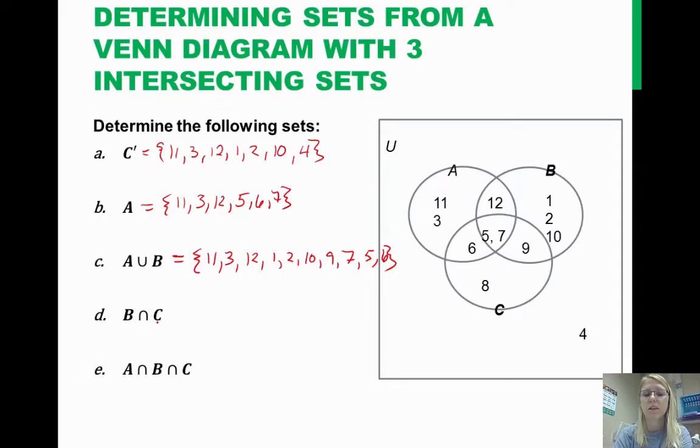This one is B intersects C. So we're looking at only this section that is between B and C, which is these two, right? This section right here, it looks like a football. So that'll be 5, 7, and 9.